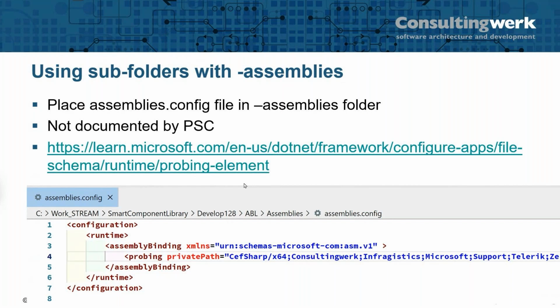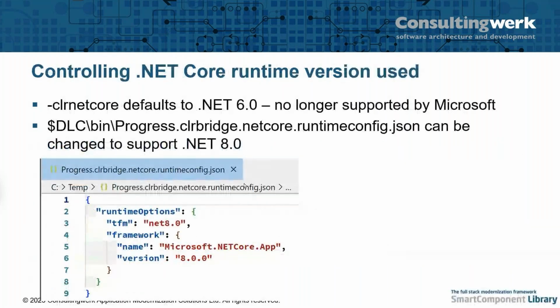And the probing private path there references subfolders of the -assemblies folders that contain assemblies. That's a way that we actually prefer when we have quite a bunch of custom DLLs that we need to provide for the application: to organize them in subfolders and make it a little bit easier to navigate the folders.